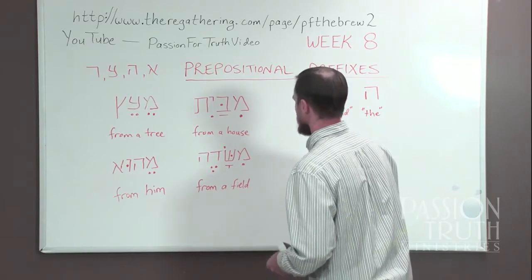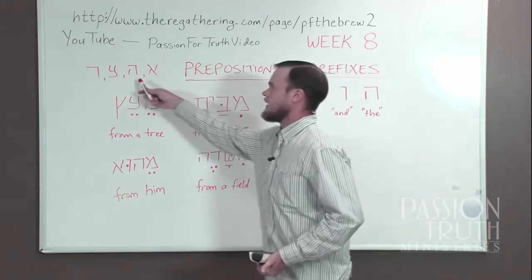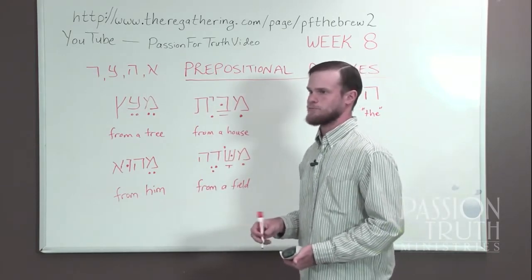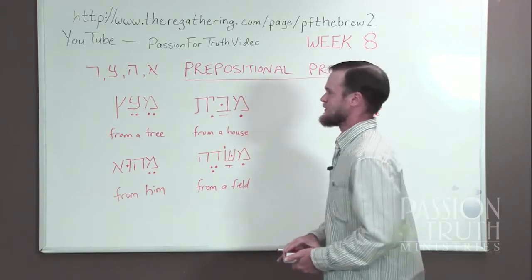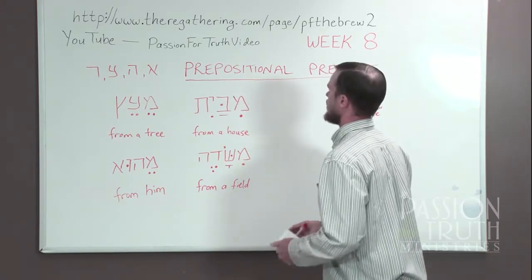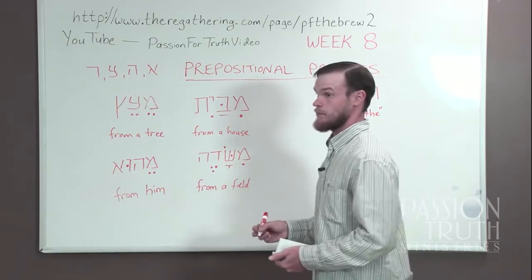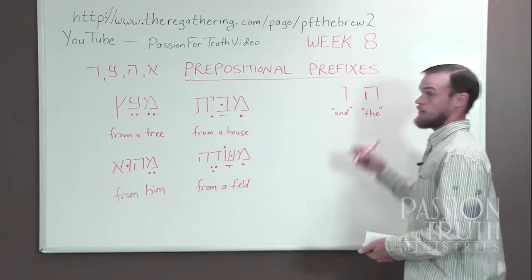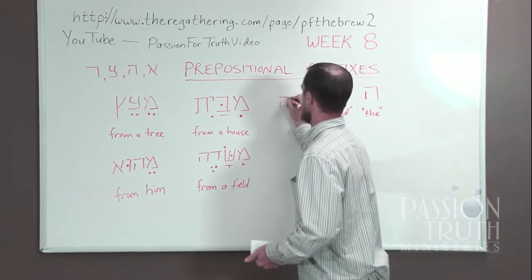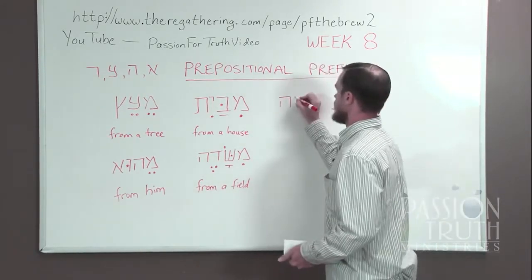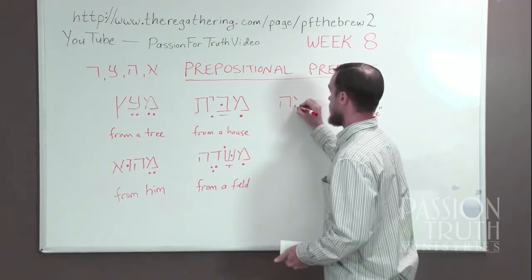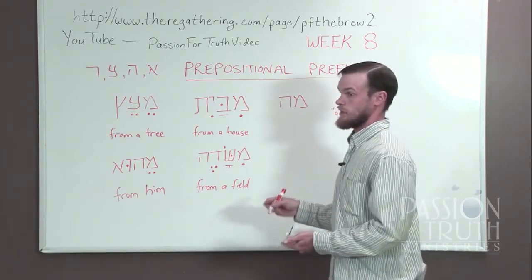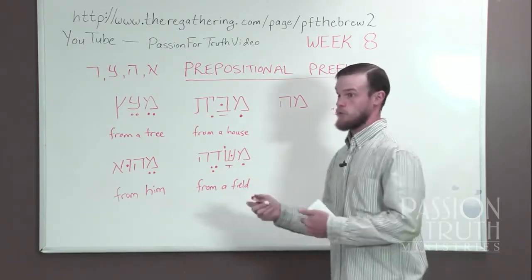The only thing that could follow the mem would be a hey. You couldn't say from in, or from with, or from for, or from like. Those wouldn't really work. But you could say from the. And if you were to do that, since the definite article is indicated by a hey, when we put a mem in front of that, because the letters will be written in word order, in meaning order, so it's not the from, but it's from the.